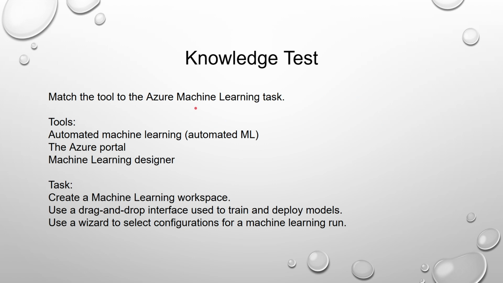Next question. Match the tool to the Azure Machine Learning task. Automated Machine Learning, Azure Portal, Machine Learning Designer. So in Azure Portal, we have to create a machine learning workspace. So for Azure Portal, it is to create a machine learning workspace. Use a drag and drop interface to train and deploy models. Again, we know what the drag and drop thing is. It is Azure Machine Learning Designer. So if this is 2, it is Azure Machine Learning Designer. And then use a wizard to select configuration for a machine learning run. If this is 3, this is related to automated machine learning.